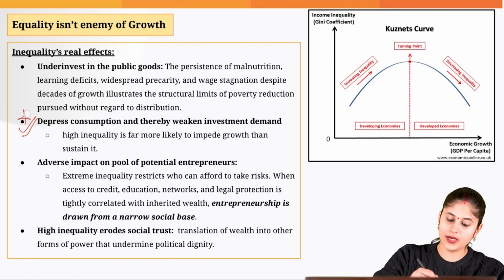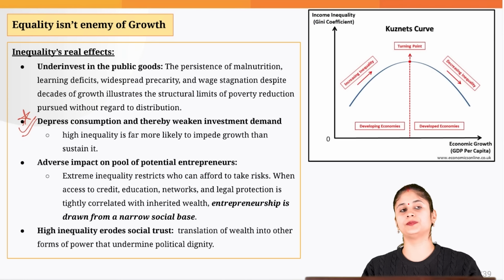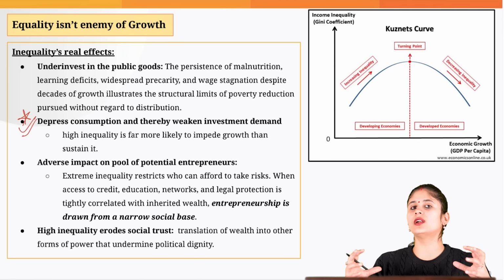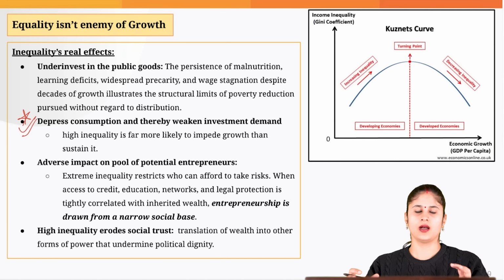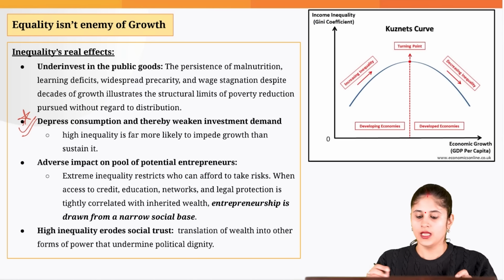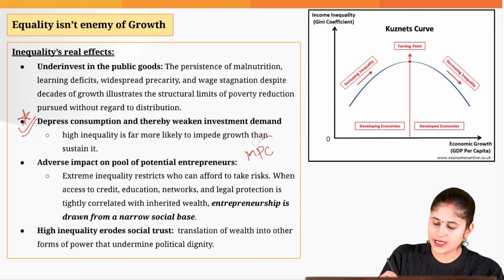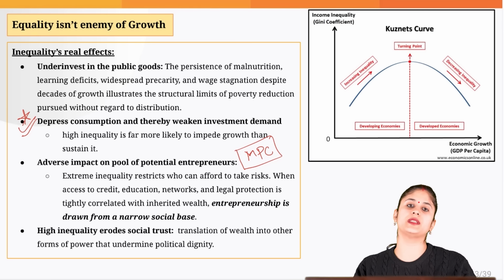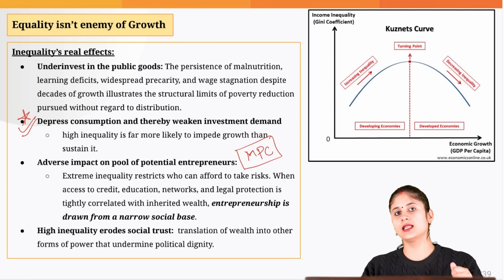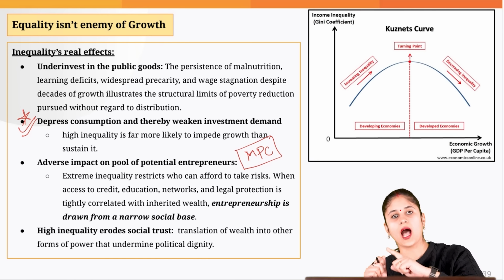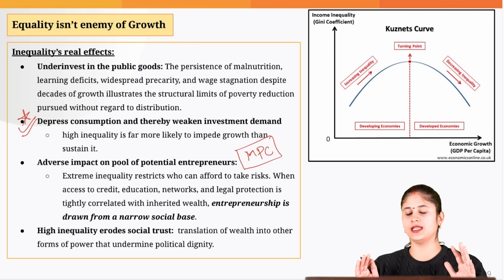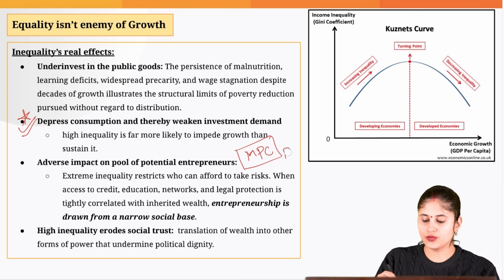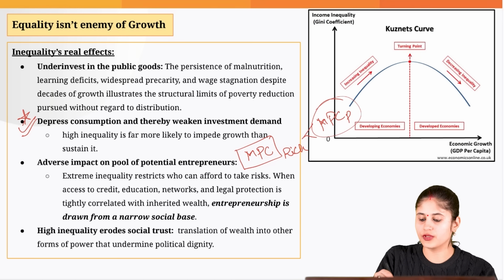Second and the most prominent argument which the writer makes here is that if the inequality is high, ultimately the consumption is going to get impacted. On what basis are we making this argument? In economics, you must have read about this term called marginal propensity to consume, which actually tells us that if my income is increasing, how much my consumption is going to increase. And what we have seen generally is that the marginal propensity to consume of the richer segment is less than the marginal propensity to consume of the poor.